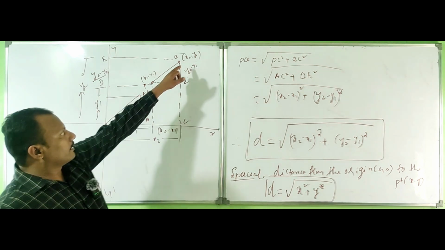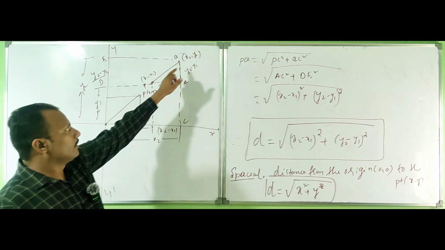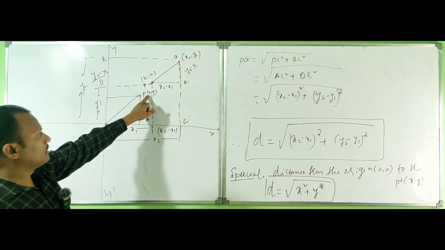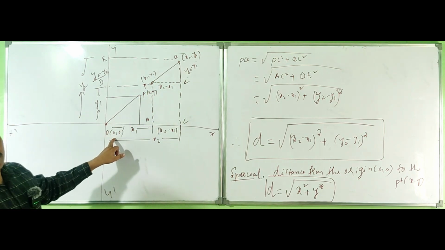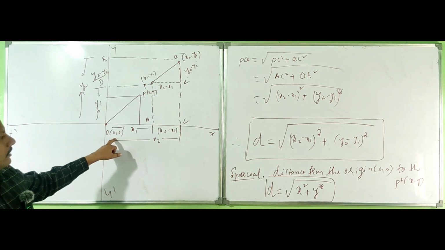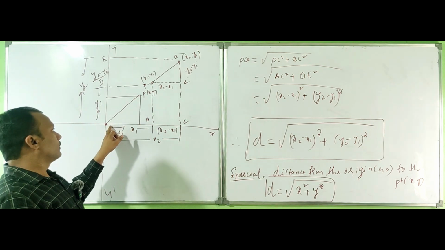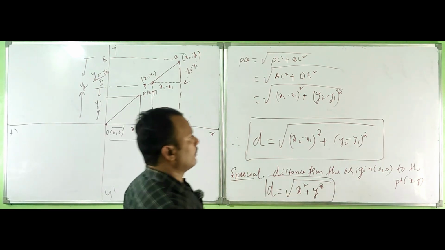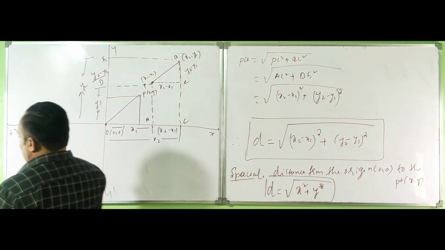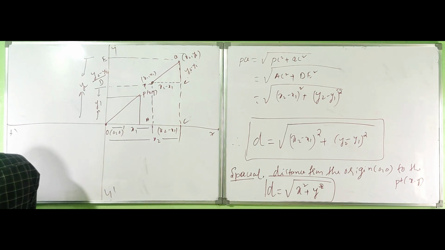Here I have taken x2 minus x1 whole square plus y2 minus y1 whole square under root. Just simply take x minus 0 whole square plus y minus 0 whole square under root. That is the formula here. This is the equation.